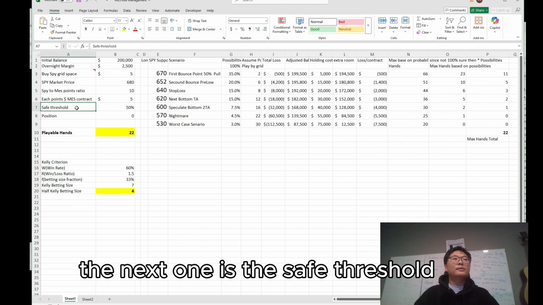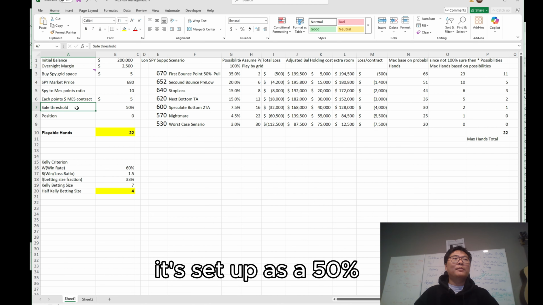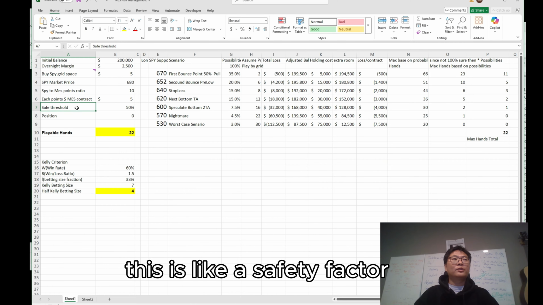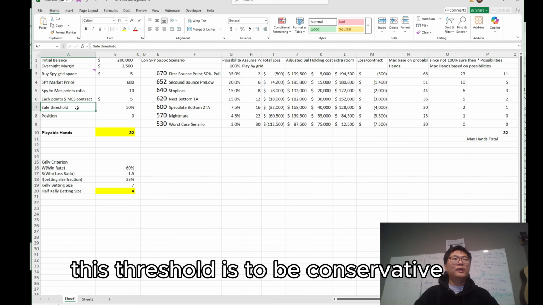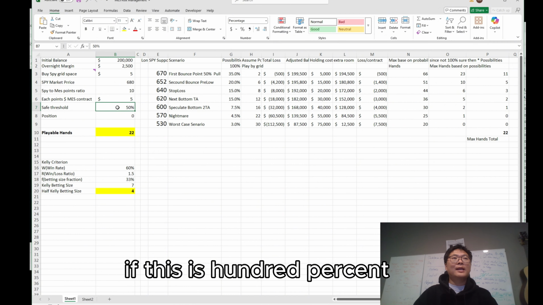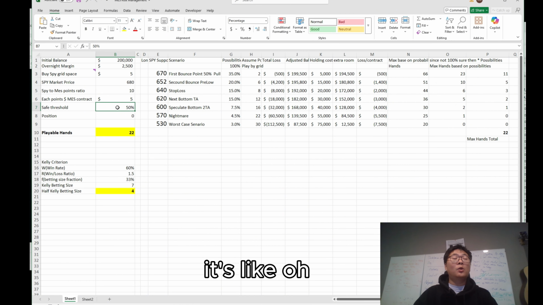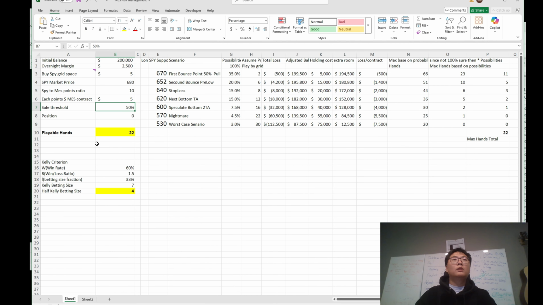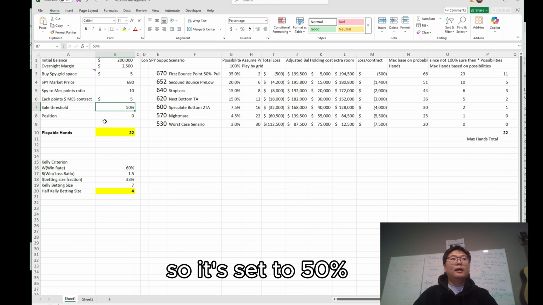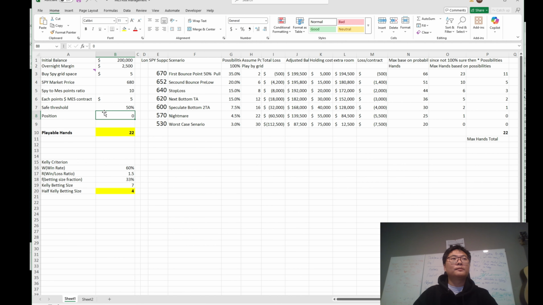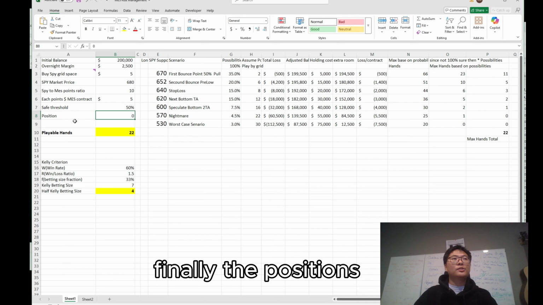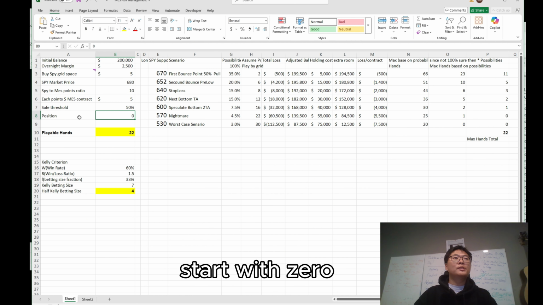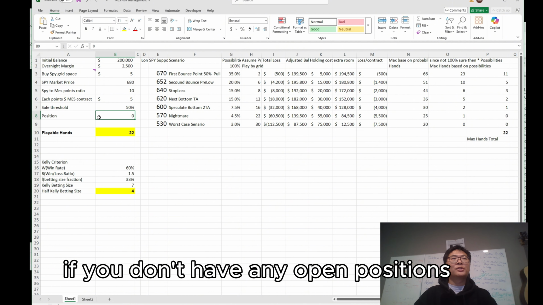The next one is the threshold. It's set to 50%. This is like a safety factor. This threshold is to be conservative. If this is 100%, it's like, oh, I'm going all in. I'm 100% sure this is it. So it's set to 50%. We don't want to go beyond that. Finally, the positions. This is your current open positions. Start with 0 if you don't have any open positions.